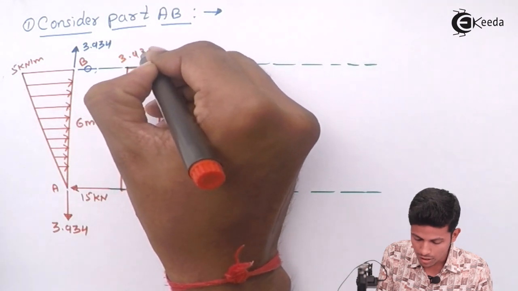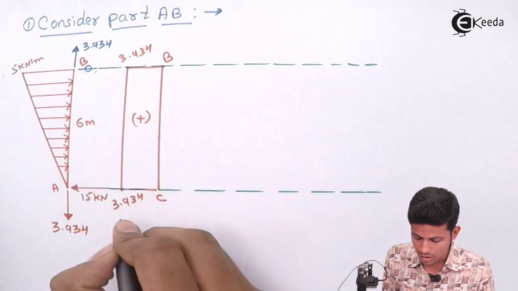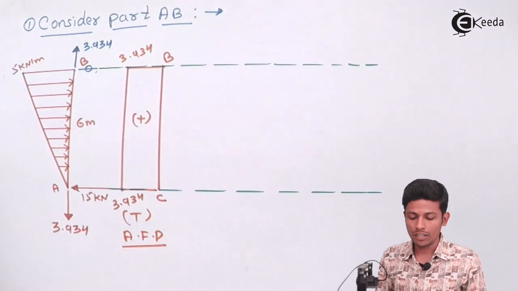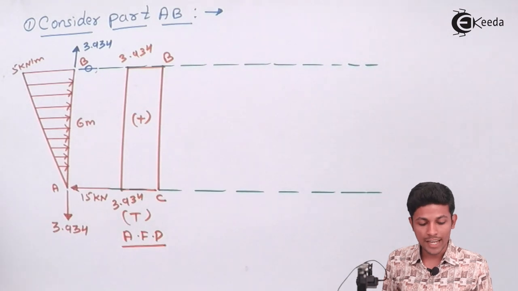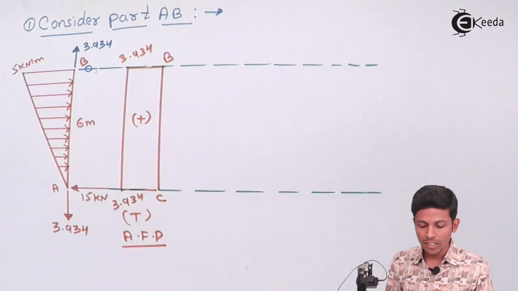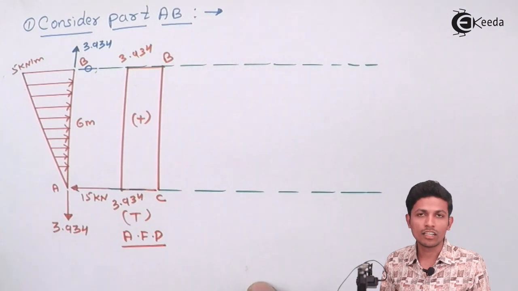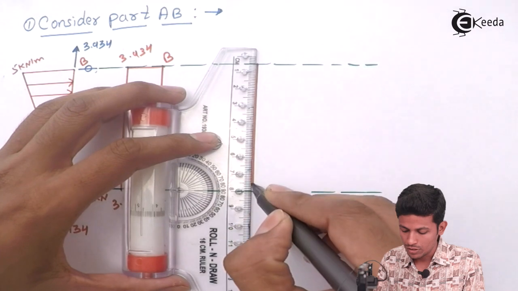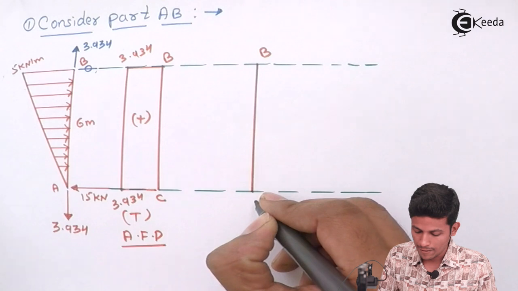3.934 is positive in the axial force diagram. Okay, now we are done with the axial force. Now the next part will be the shear force diagram. Now see, in the shear force diagram we have to take a section either from left or right. As you all know, you can draw directly also. See, this will be B part and this is your C part, sorry, A part.